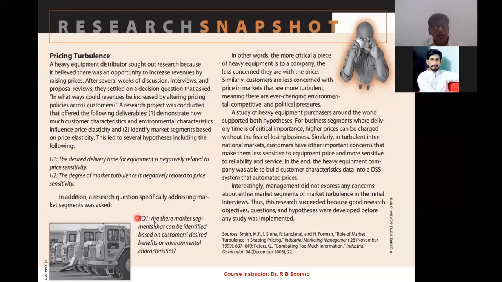Okay, the research question is also there. Are there market segments that can be identified based on customer desired benefit or environmental characteristics? So now here is another question. If you go through this, you'll find a close relationship, a relevancy, between the price turbulence and the hypotheses, and between pricing turbulence and the research question.